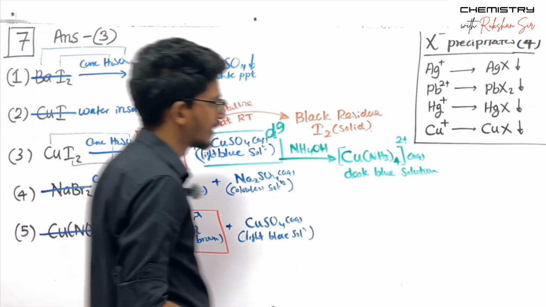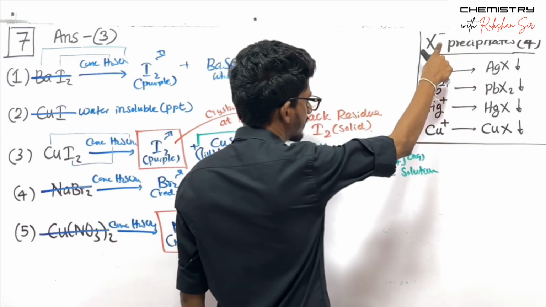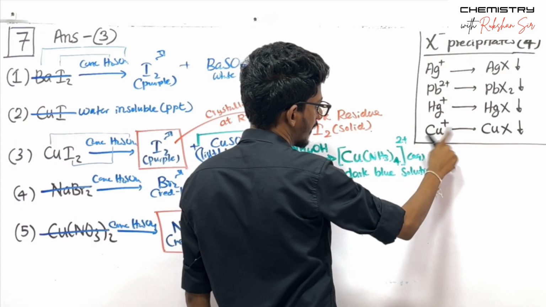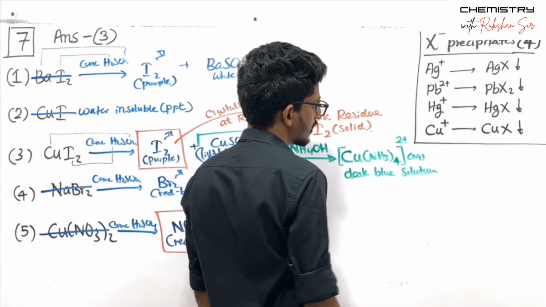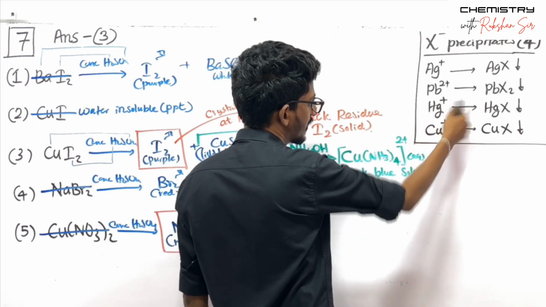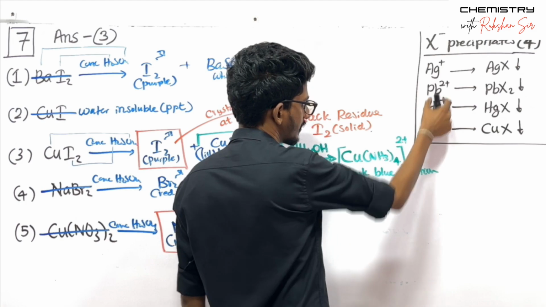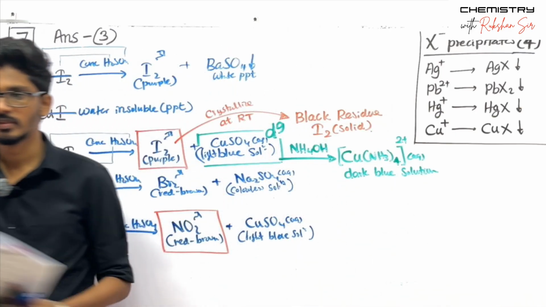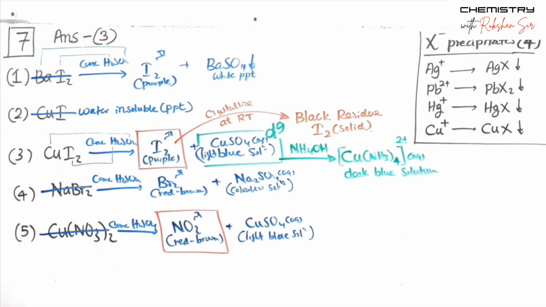It is very important here. When it comes to X minus precipitates, copper plus appears here. Copper 2 plus won't precipitate the halides, only copper plus. In the same way, mercury plus precipitates the halides, not mercury 2 plus; the plus ones, Ag plus, Pb2 plus. Right. Let's come to question number 8.